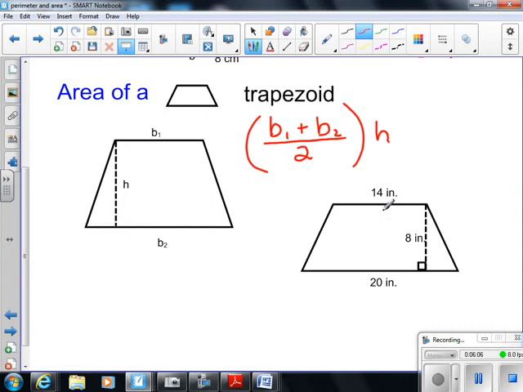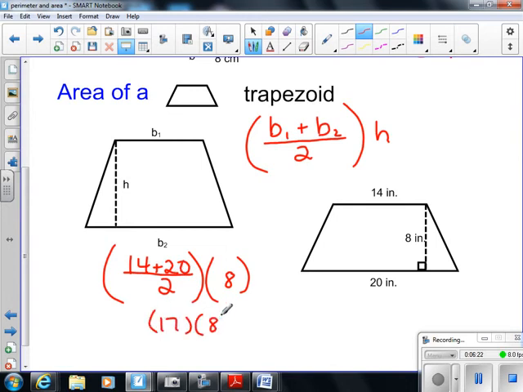So let's try that with this one. What will I do? What's the average of 14 and 20? Is it 17? So I have 17 now times 8, which equals 136 inches squared. Well, I know that 7 times 8 is 56. Carry your 5. 8 plus 5 is 13.